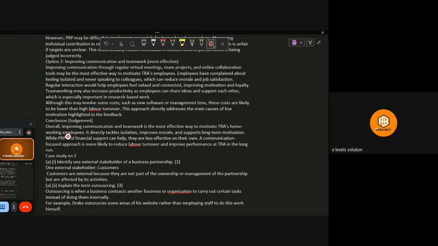because even if they apply PRP, everyone will think that their performance is great. So it means that still the people will be less satisfied. That's why improving communication and teamwork will most likely lead to a kind of understanding between the colleagues, and then automatically they feel that they are not the only employees who are working hard, the others are working hard as well. So it may be just because there is no communication.